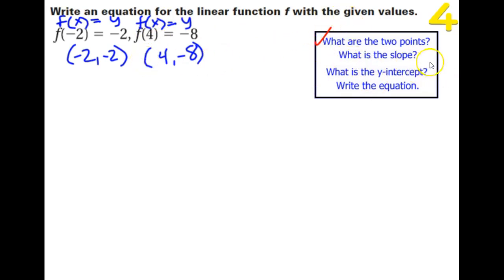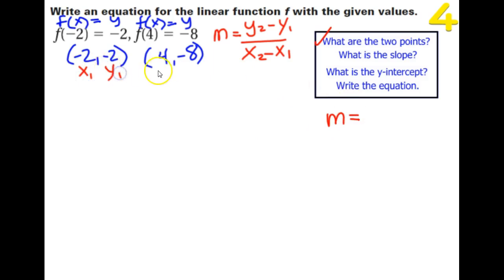Then, what do we know about slope? Well, they don't tell us the slope, but we do know that we can use our slope formula to find our slope, y2 minus y1 over x2 minus x1. So first let's find our slope. I'm going to do that over here and label my points x, y first point, x, y second point, and plug them in. So y2 is -8 minus y1, which is a -2.